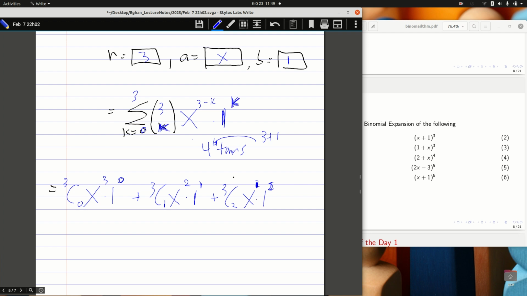And so 0 here, 0 here, 1 here, 1 here, 2 here, 2 here. Am I done with the terms? No. Plus 3 combination 3, x⁰y³, because there's 3 here. The index must add up to 3. The index must always add up to 3.